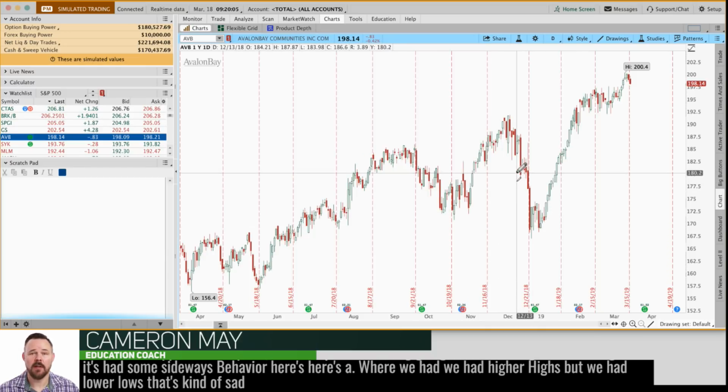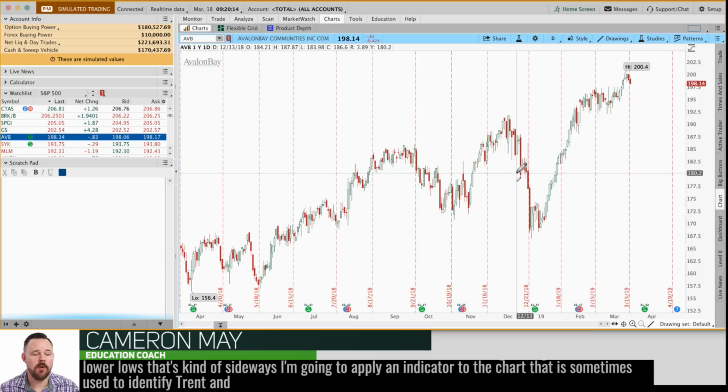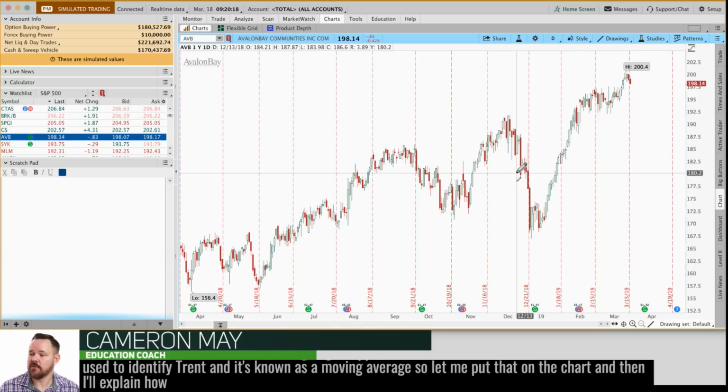That's kind of sideways. I'm going to apply an indicator to the chart that is sometimes used to identify trend, and it's known as a moving average. So let me put that on the chart and then I'll explain how it's constructed.